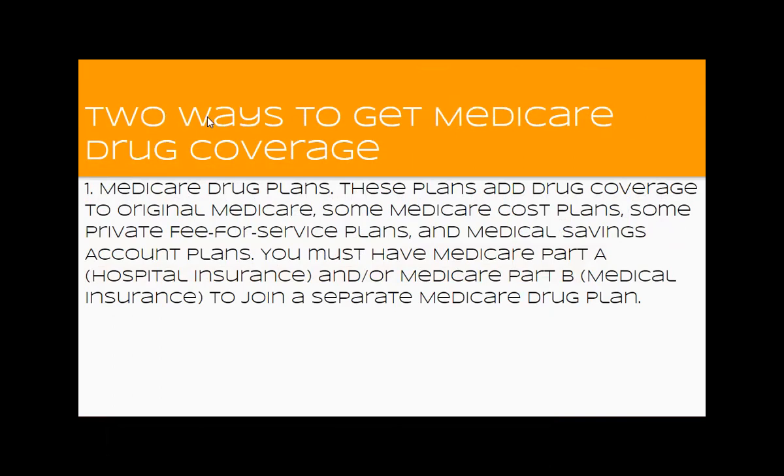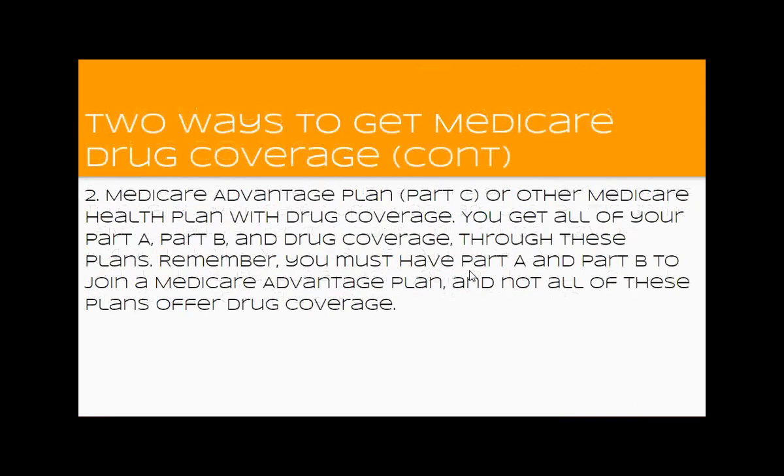All right. So there are two ways to get Medicare drug coverage. The first way is through your Medicare drug plans. These plans add drug coverage to original Medicare, some Medicare cost plans, some private fee-for-service plans, and medical savings account plans. You must have Medicare Part A hospital insurance and or Medicare Part B medical insurance to join a separate Medicare drug plan. The second way is a Medicare Advantage Plan, Part C, or other Medicare health plan with drug coverage.